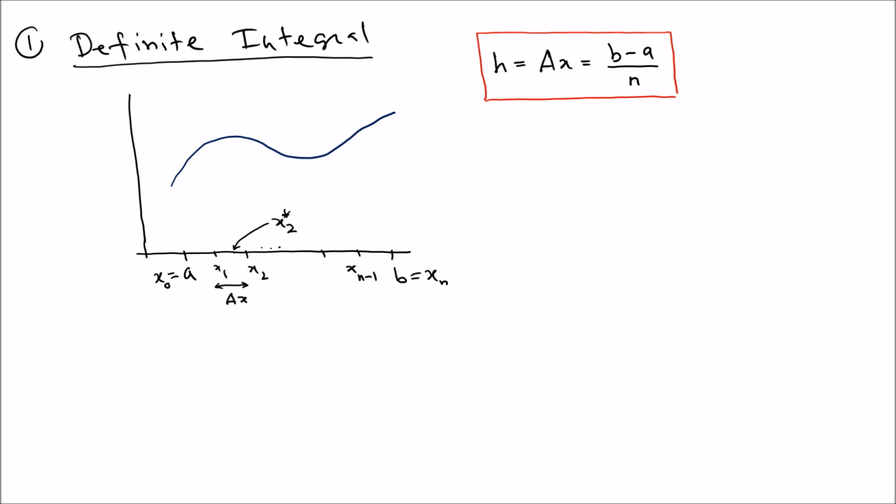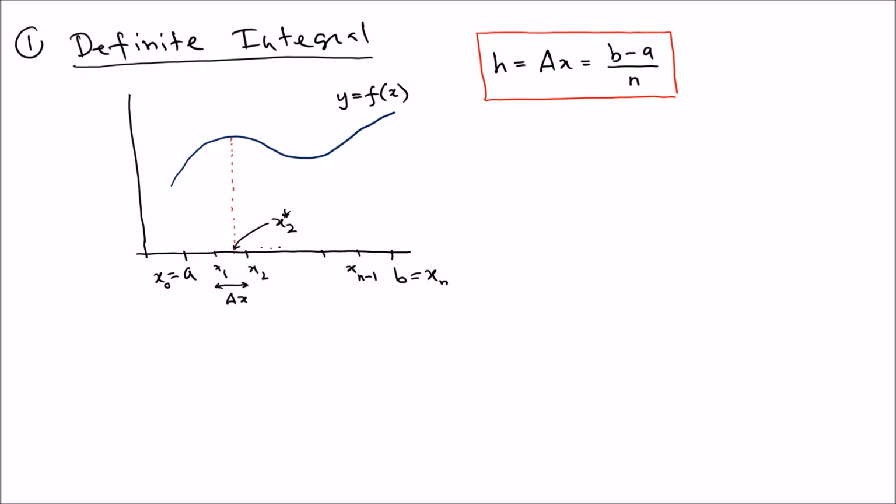Now we're going to find the value at that point. This function you can write as y equals f of x. That's the function given, a graph of the function. Now we're going to evaluate the function at that point.